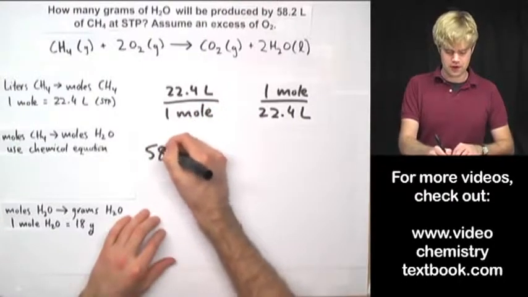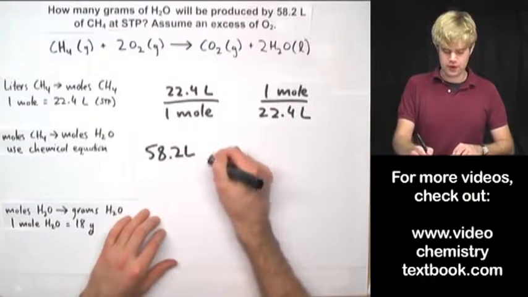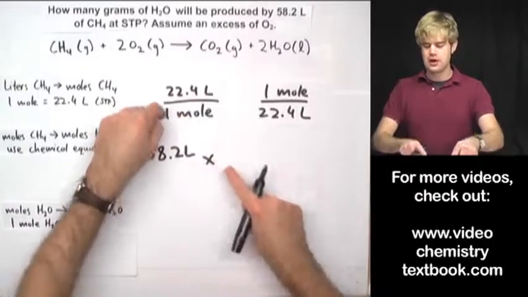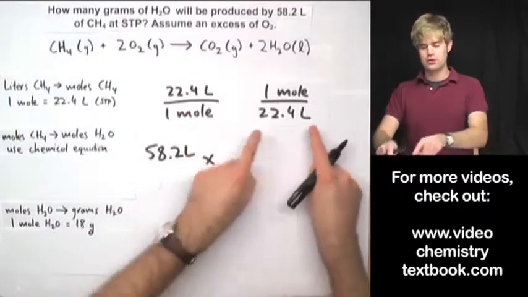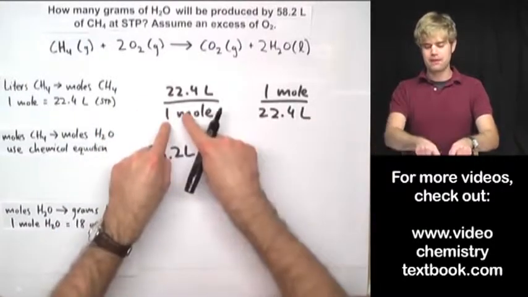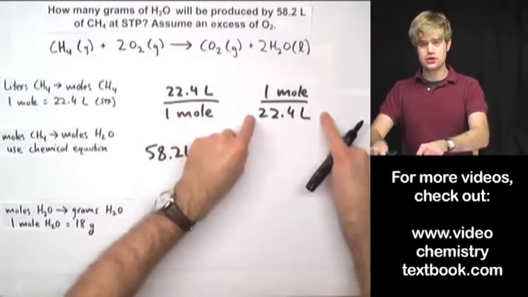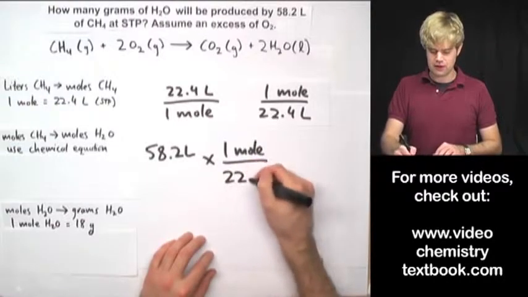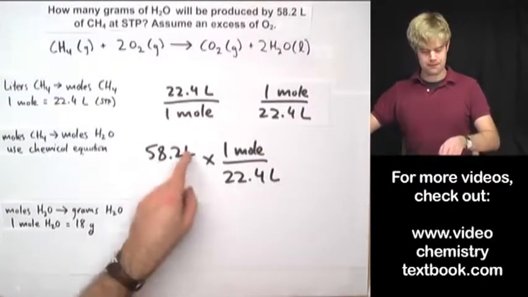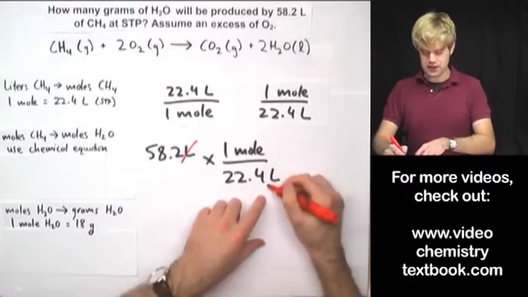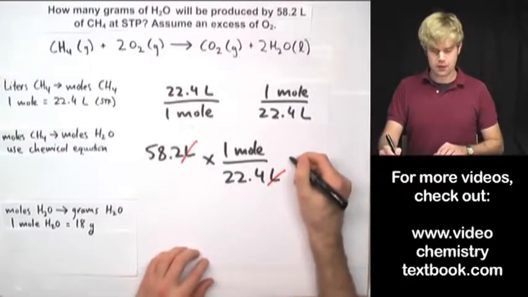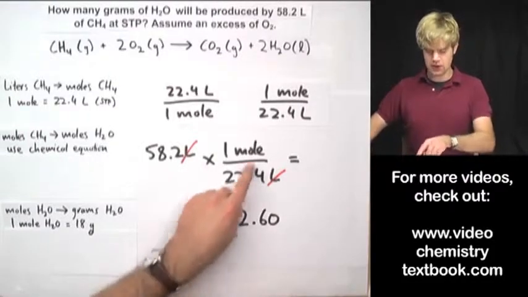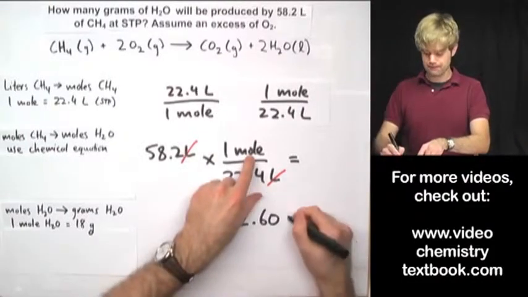I'm going to start with 58.2 liters. To convert this to moles, I want to use the conversion factor that is going to let me cancel out liters. So I want liters to end up on the bottom. That means that I'm going to use this version of the conversion factor. So 1 mole on the top divided by 22.4 liters on the bottom. Now I have liters up here and liters down here, so they cancel out. And when I do that math, my answer is 2.60 moles.